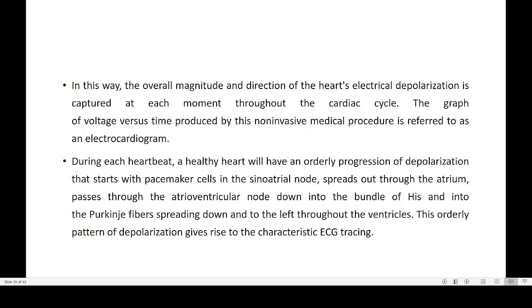Here you can see that there are two small battery-like structures. This is the sinoatrial node. Another node is here. See here, you can see the atrioventricular node.